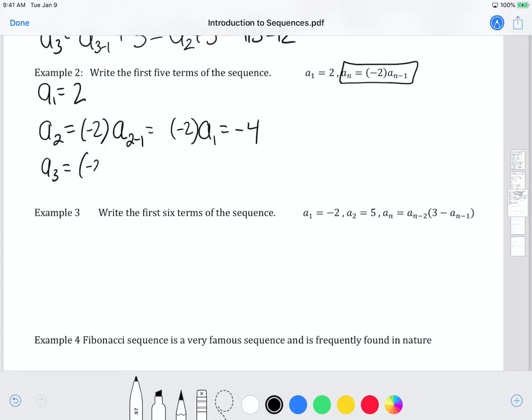A3, I'm going to take -2 times a, 3 minus 1. 3 minus 1 is 2, so I'm going to take -2 times a2. And -2 times a2, since a2 is -4, I'm going to have -2 times -4, which is +8.